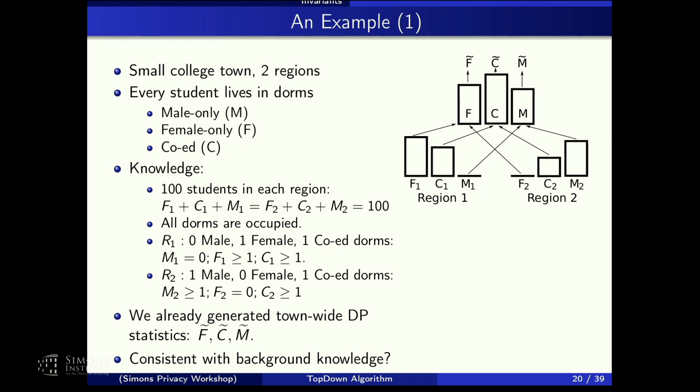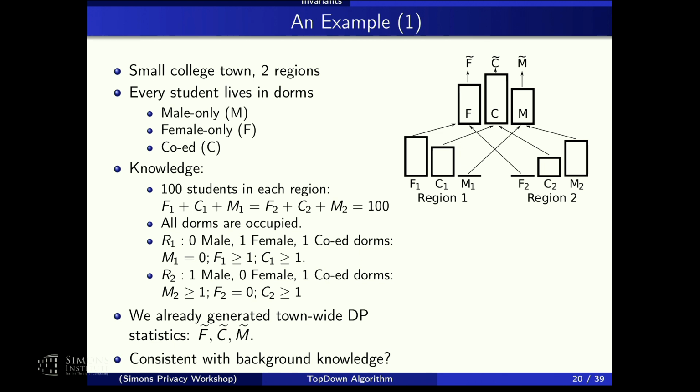So just to give you an idea of some of the problems we've been dealing with, here's a very simple example. Suppose we're just looking at a two-level geographic hierarchy, and we're only interested in whether people live in, let's say, a male-only dorm, female-only dorm, or a co-ed dorm. Okay. So we have a small college town. There are two regions. We have some aggregate statistics for a number of people in each dorm type, and we have their differentially private counterparts. And our question is, given this, can we extend it, add region information, so that it's consistent with public knowledge?